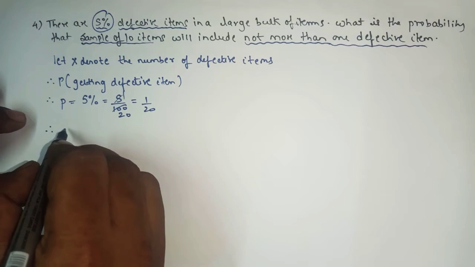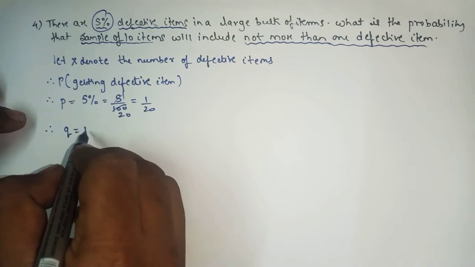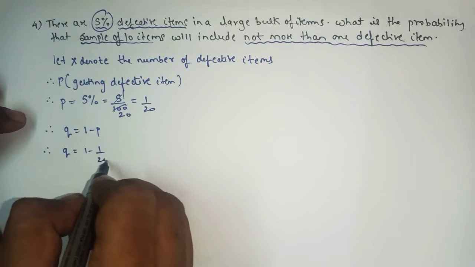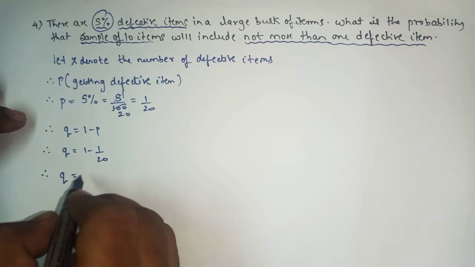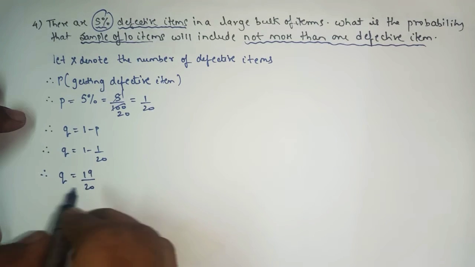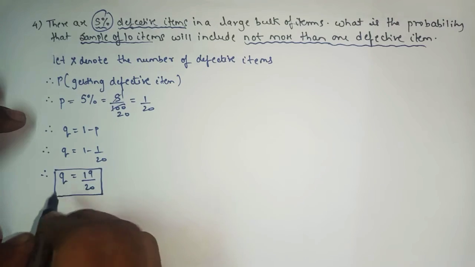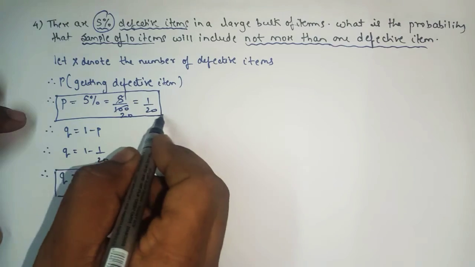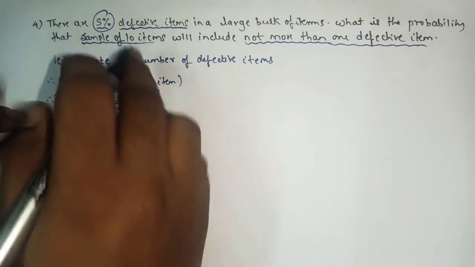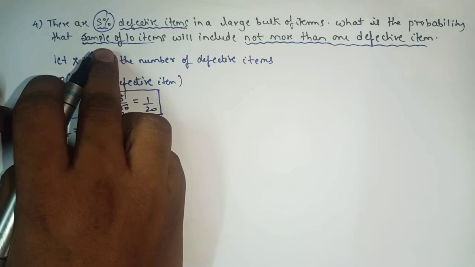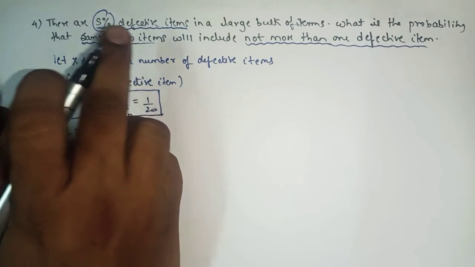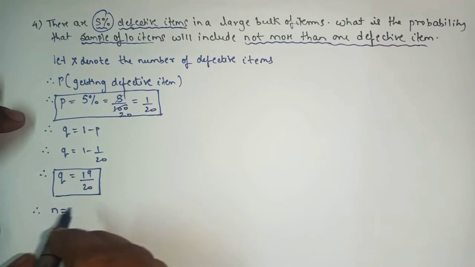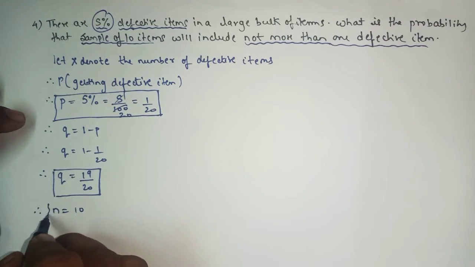After that we can easily find the value of q using the formula q equals 1 minus p. So q equals 1 minus 1 upon 20, therefore q equals 19 by 20. So here we got the value of q, we have the value of p also, and we have the value of n also. As I told, whenever the word outcomes, times, drawn, item, sample comes, it is the value of n. So here the value of n is 10. Understood?